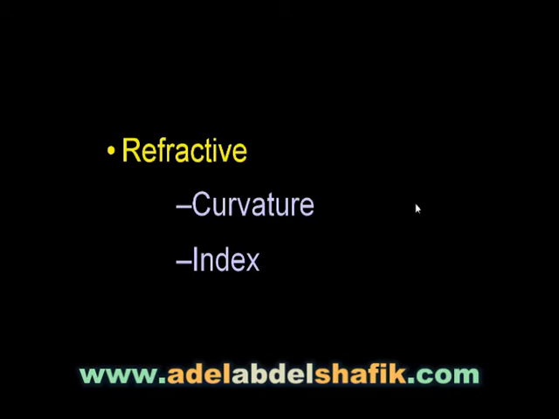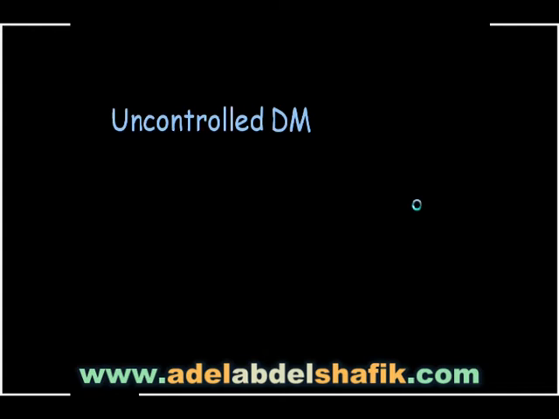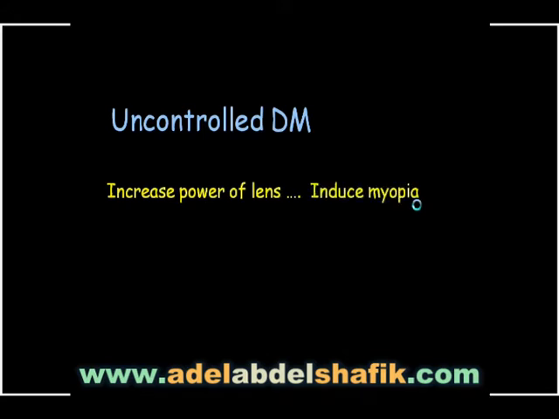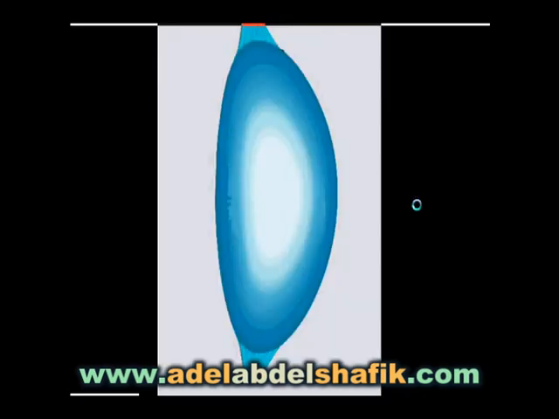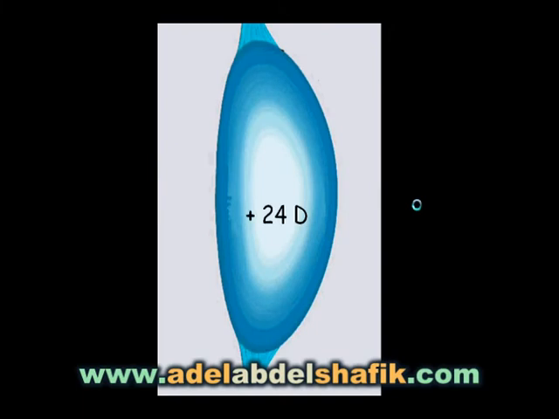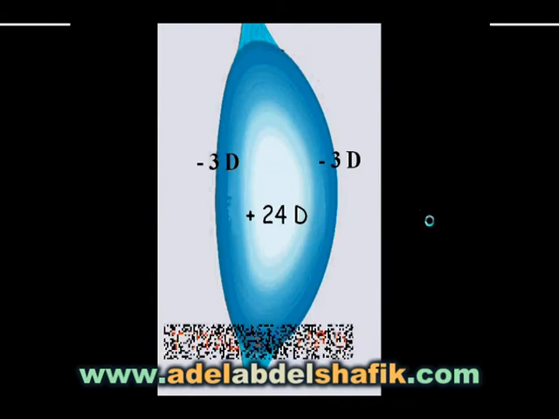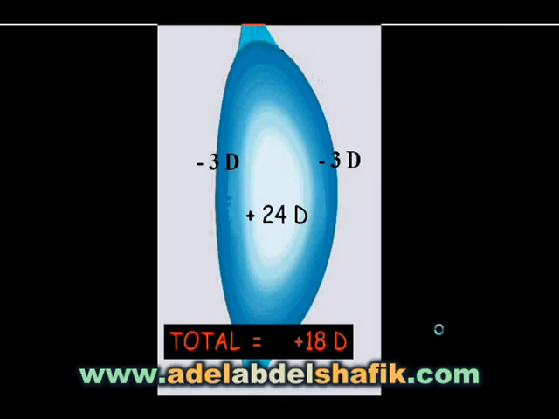The second possibility of refractive myopia is index myopia. First example, uncontrolled diabetes. This will result in increase of power of the lens and induces myopia. Normally, the lens is formed of two parts. A plus part, the nucleus, has a power of plus 24, and a minus part, the cortex, has a power of minus 3 in front and another minus 3 at the back. So the total power of the lens is plus 18.